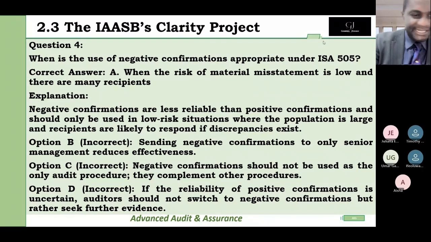So J picked D, I picked D, and T picked D. So why is D incorrect? If the reliability of positive confirmations is uncertain, auditors should not switch to negative confirmation, but rather seek further evidence. Exactly. Then you picked C. C is incorrect because negative confirmations should not be used as the only audit procedure. They complement other procedures.